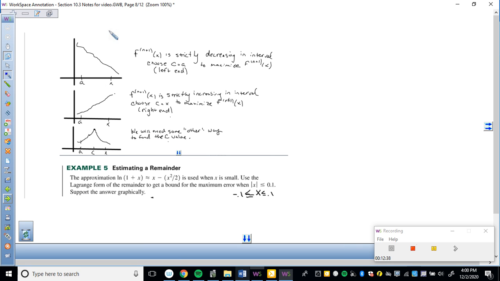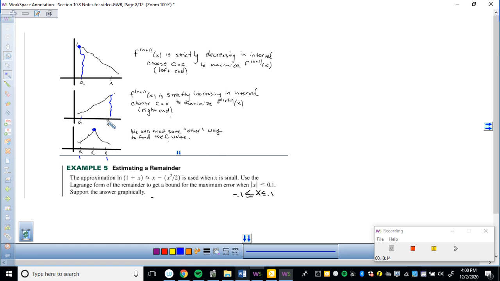So when we look at functions and we're trying to decide what C is, if the n plus first derivative is strictly decreasing in the interval, then we would choose A to be our C value, because that's where we are furthest from the x-axis. If in the interval between A and x the function is increasing and above the x-axis, in this case we would choose x to be our C value. And in this case, between A and x, we would choose C to be some point in the middle.